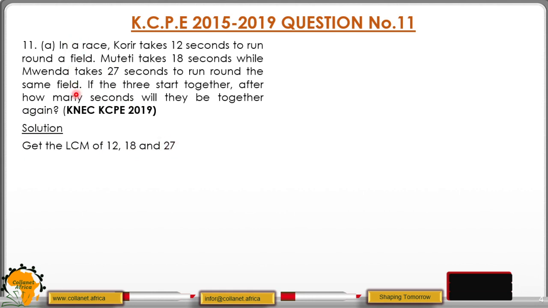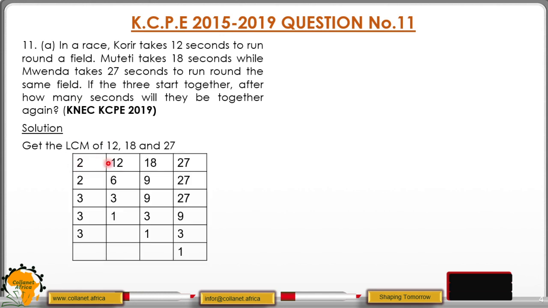So read carefully so that you can understand the concept and what is being tested. Here they are testing the concept of LCM, least common multiple. So get the LCM, you put 12 there, 18 and 27. Go to the first one, you divide by 2. So 12 divided by 2, you get 6. Divide by 2, you get 9. This one, it's not possible to divide by 2.